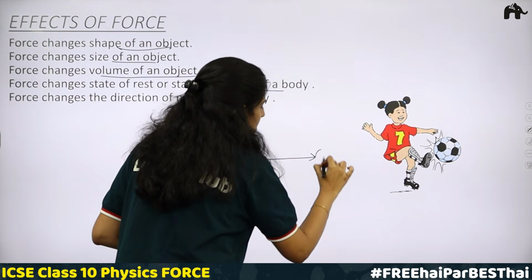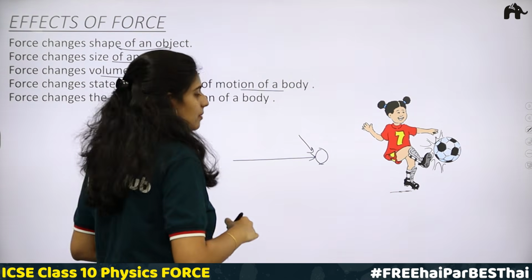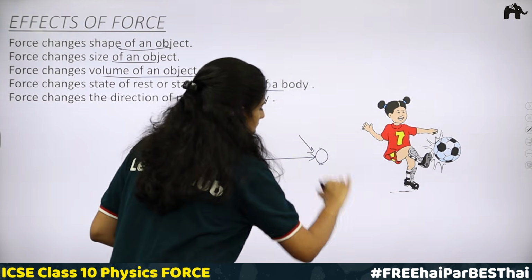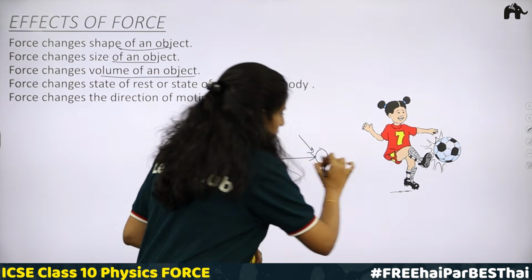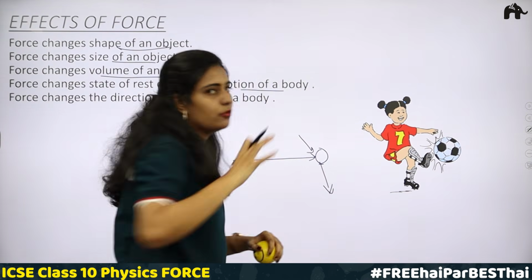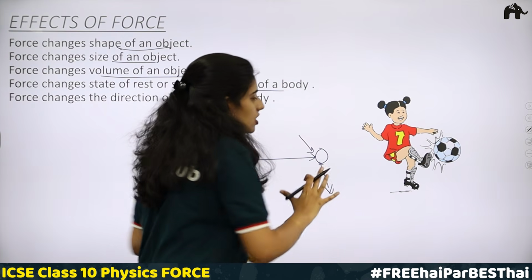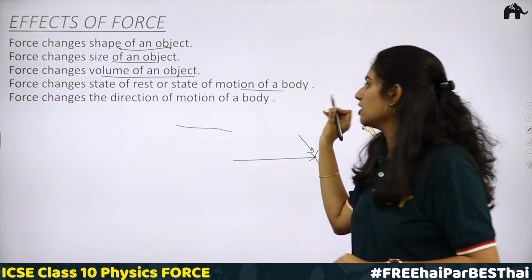Okay, what happens? The girl comes and kicks from here. What happens to the ball? The direction changes. It starts moving in a different direction. It should have moved in this direction, but from the girl, an external force is being applied and the direction changes. So the next is, force changes the direction of motion of an object.